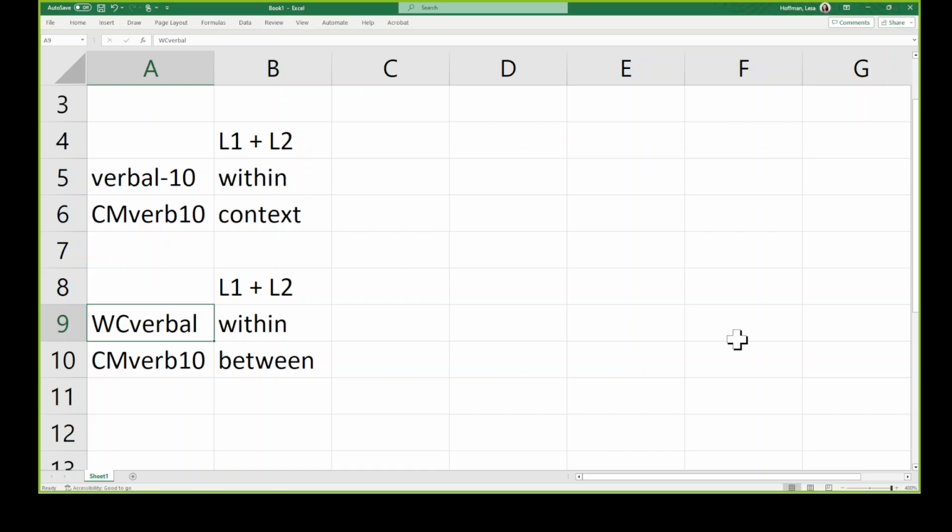Let's see, we have a question from the chat, and then I'll go to you. Within-cluster verbal is subtracting off the cluster mean instead of 10, correct? Yes, that is correct. That's why there's no 10 here. That's not a typo. I don't put the 10 here because it's not centered at 10. It's centered at the cluster mean, whatever that happens to be.